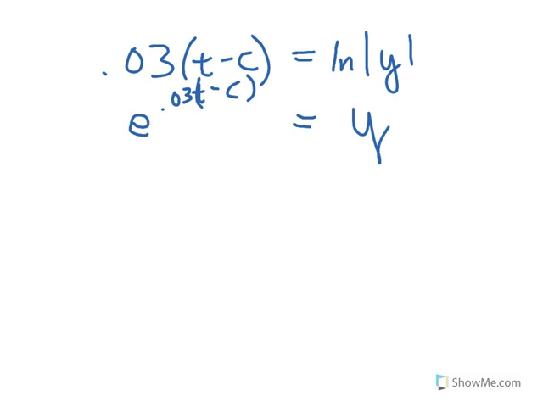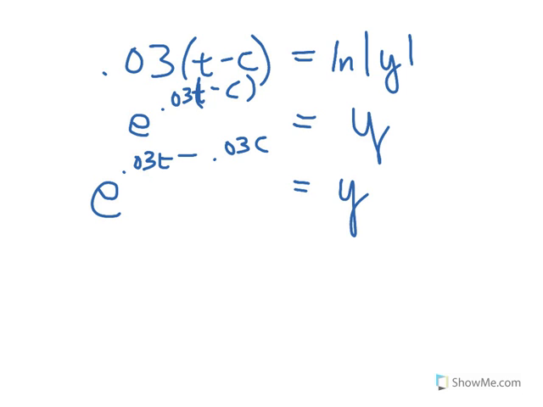Now, I still want to get some idea of what's going on with this integration constant before I use my initial condition, but it's pretty messy the way it is. So what I'm going to do instead is think of this in two parts. I've got e to the 0.03t as the first part, and then if I distribute the 0.03, it would also get multiplied by the integration constant. So I'd have minus 0.03c.